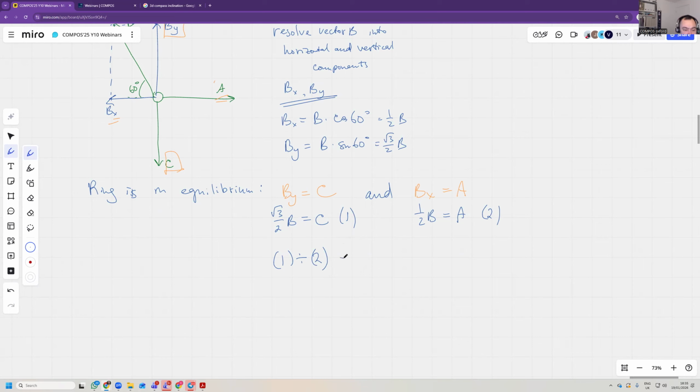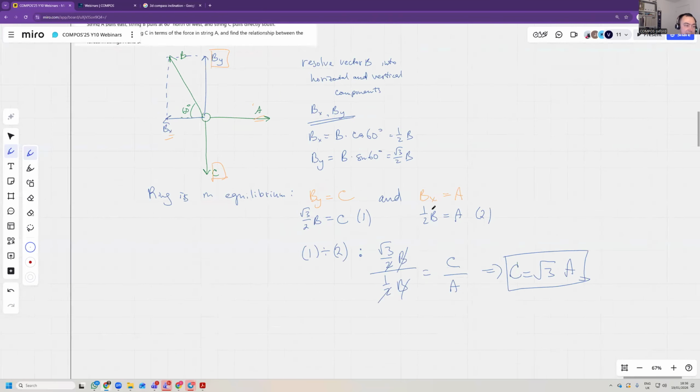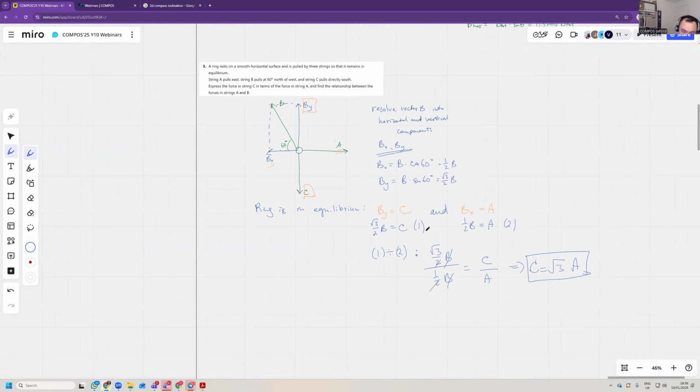You can do square root of 3 over 2 B over 1/2 B. So I'm dividing this by that, and it's equal to C over A. B cancels, 2 cancels, and we get C is equal to square root of 3 A. So the force in C is square root of 3 times bigger than in A.